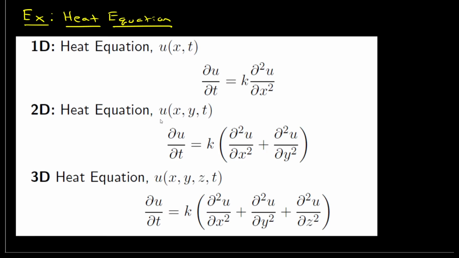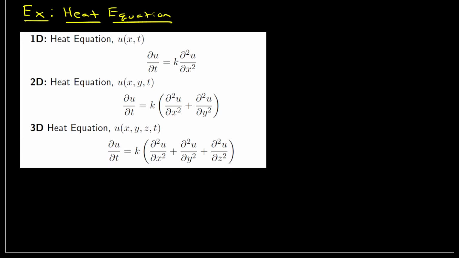Similarly, the heat equation in 2D is going to be the partial derivative of temperature with respect to time is equal to constant k times the sum of second partial derivatives of the temperature u with respect to the spatial coordinates. So in general here, in each one of these cases, u is the temperature at a point in space and time. And this is a dependent variable because it depends on the spatial variables and the time variable.